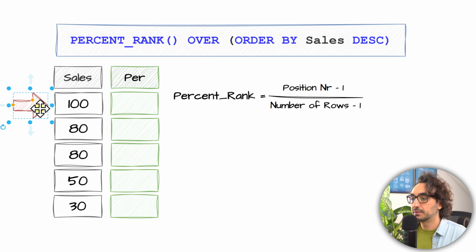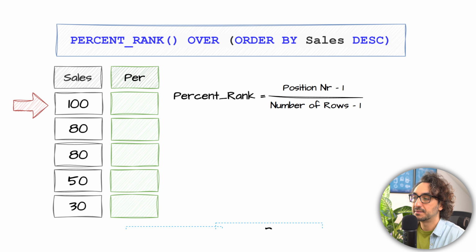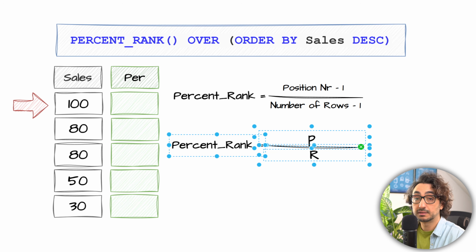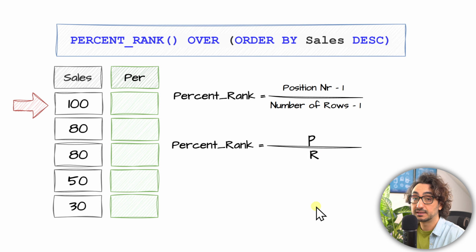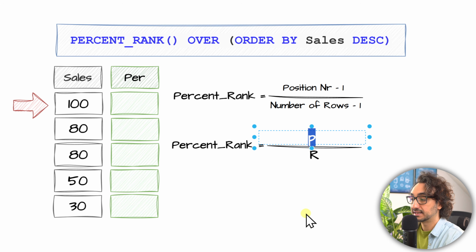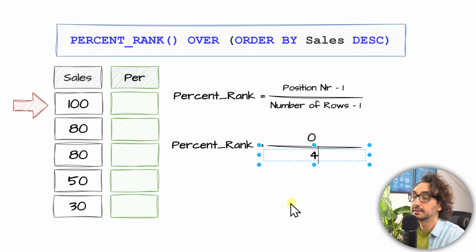So SQL is going to start with the first row, right? What is the position number of the first row? It's going to be 1. Then we have to subtract 1. That's why we will get 0. Now what is the total number of rows? We have here 5 rows, and it is subtracted by 1, that's why we're going to get 4. Now 0 divided by any value, the output is going to be 0. So that's why for the first value we will get a 0.